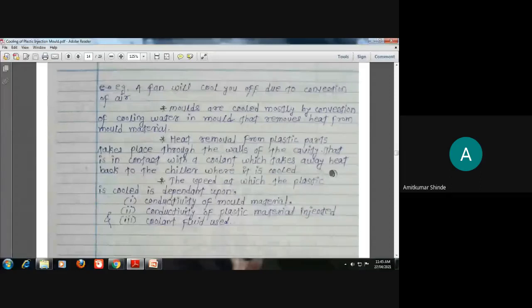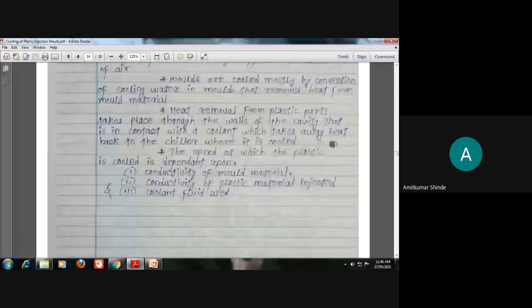Now the speed of cooling will depend on these three factors: conductivity of the mold material, conductivity of the plastic material which we are using for the injection process, and the coolant fluid used. On these three factors the rate of cooling depends. These points you have to highlight.